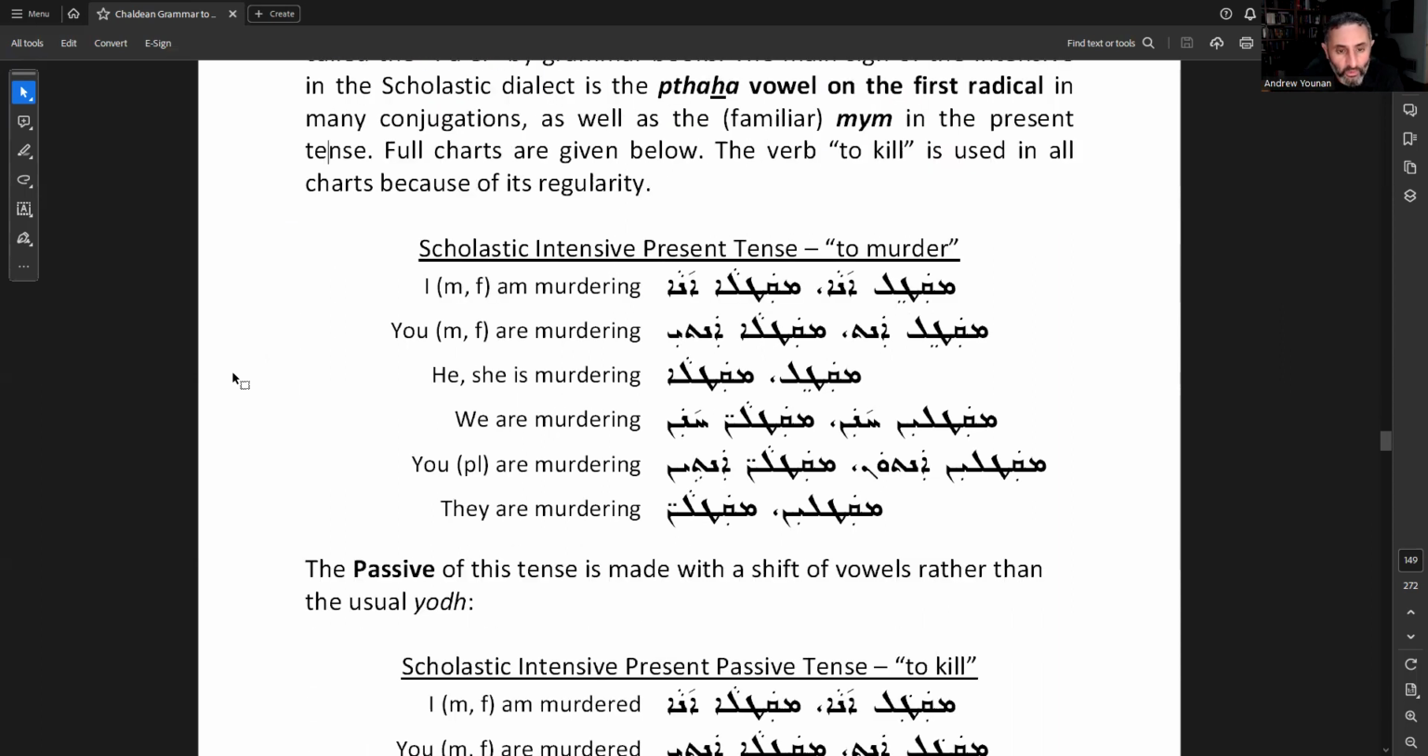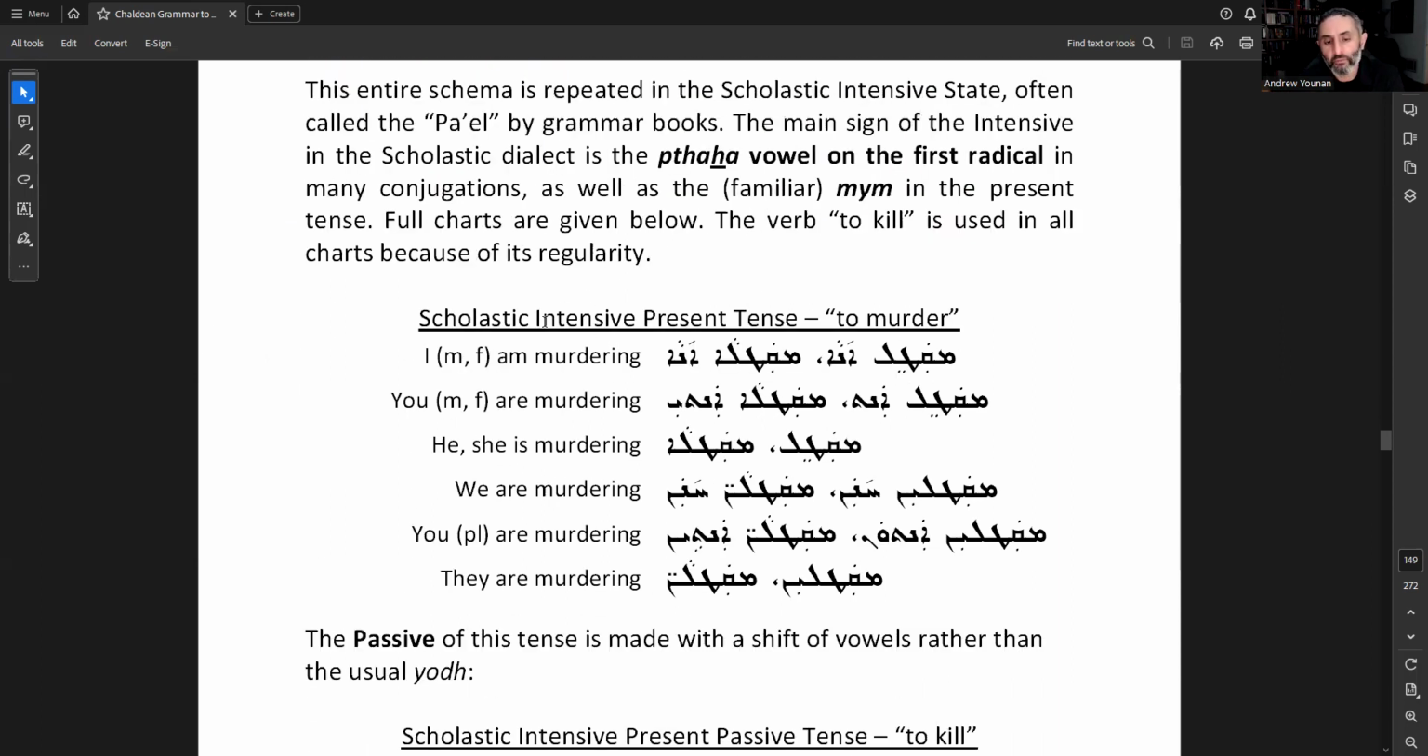Okay. So what does it mean? What does the intensive mean? It's going to be the same root. So look at this root. Tal, you already know this means to kill. What's the difference between qatalna and muqattalna? Qatalna means I kill. Muqattalna means I murder or I am murdering. So it's just like the name indicates, it's an intensified version of that same verb many times.